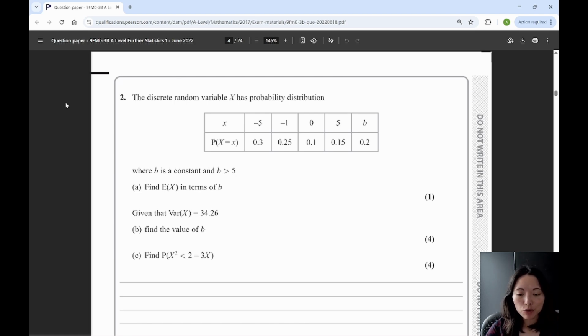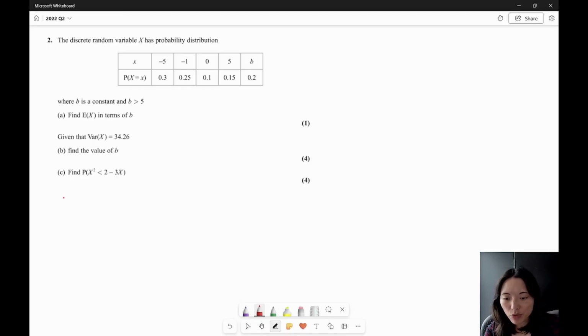In part A, we're asked to find the expectation of x in terms of b. So that's a very straightforward question. And then the question goes on to ask us to find the value of b, and then asking us in part C to find the probability of x squared less than 2 minus 3x. Let's do this question together. Part A is very straightforward.